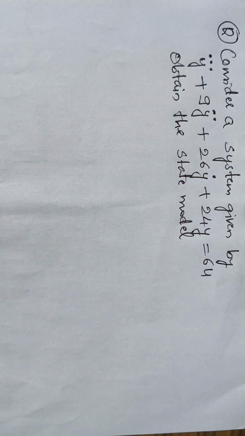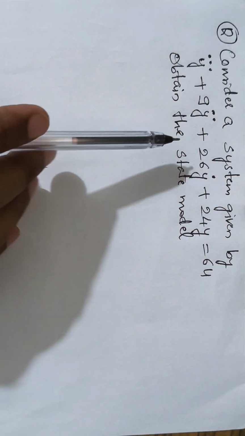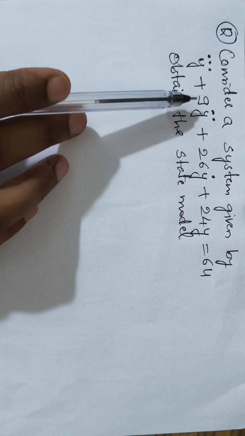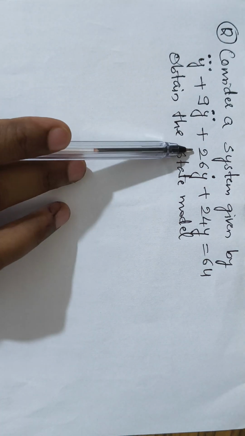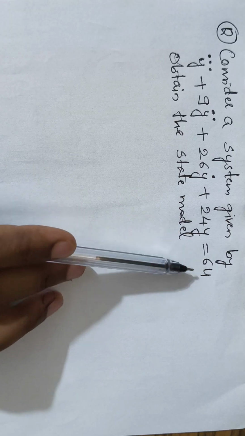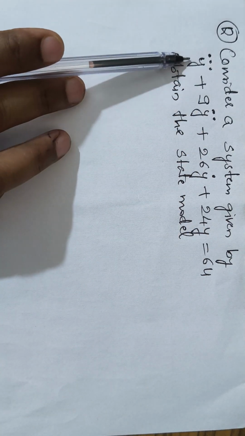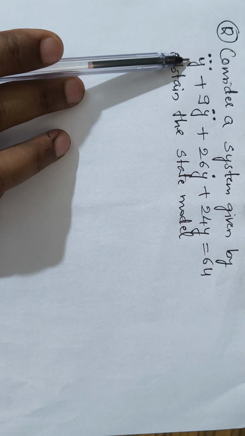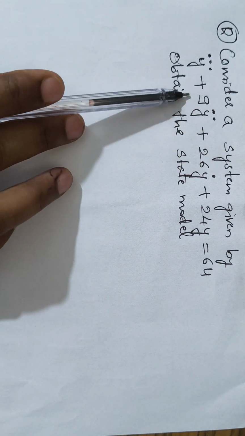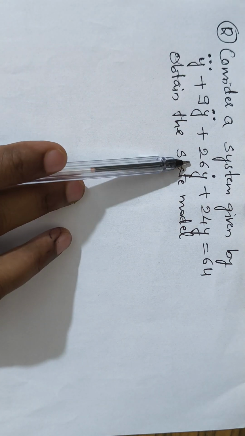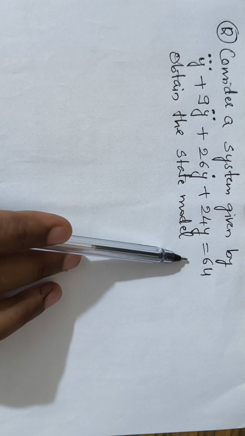In this lecture, we'll solve a problem in order to find out the state model for a given system, which is given by the equation y triple dot plus 9y double dot plus 26y dot plus 24y is equal to 6u. This is a third order differential equation, where y triple dot means d cube y by dt cube, plus 9 d square y by dt square plus 26 dy by dt plus 24y is equal to 6u.